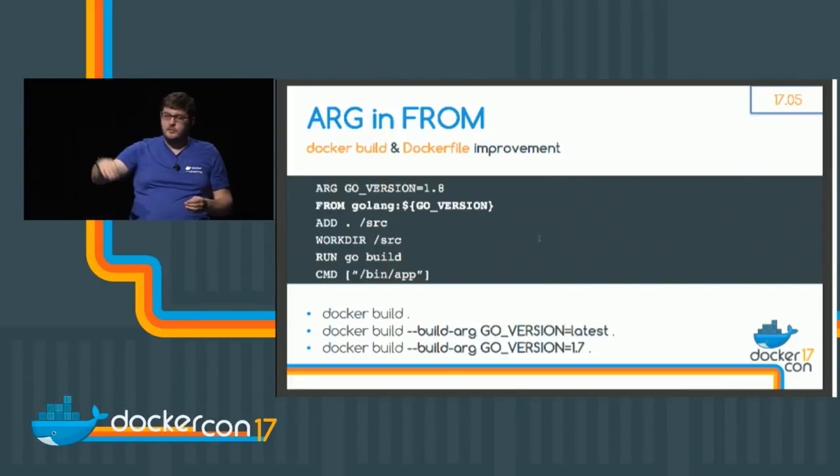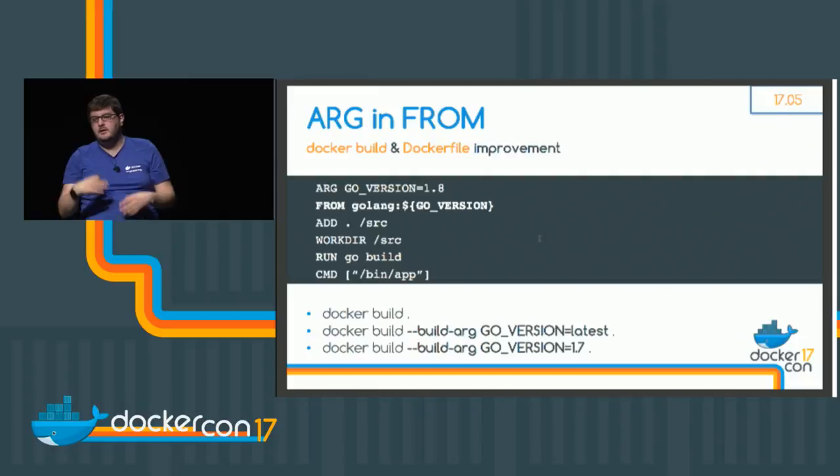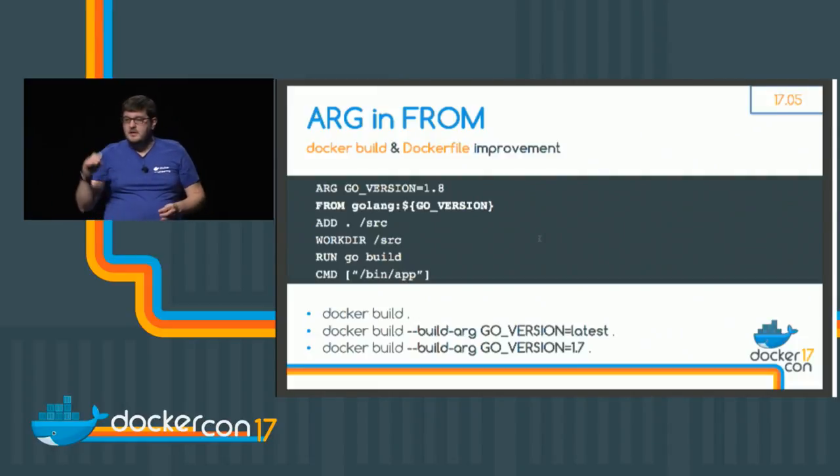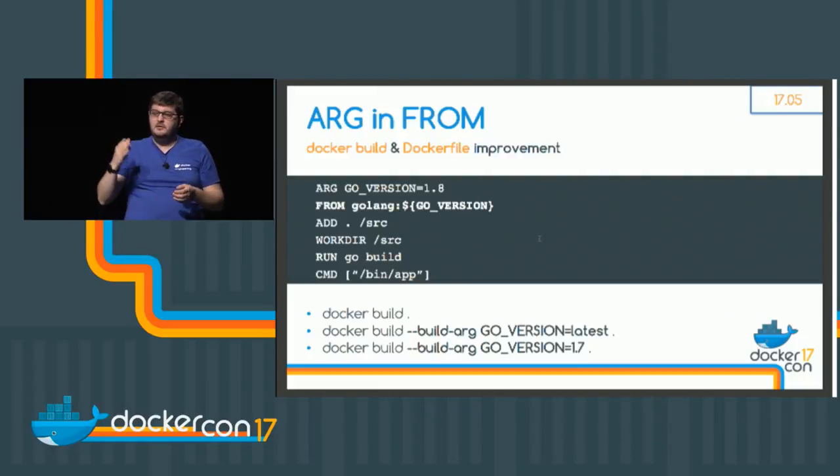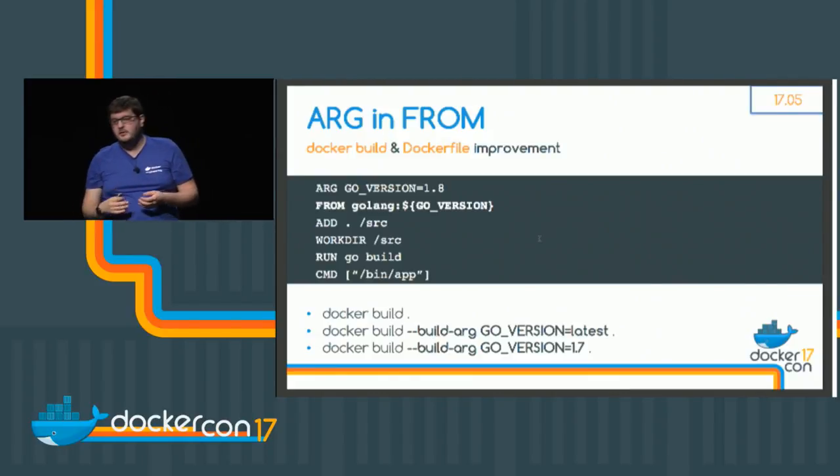The rest of the Dockerfile is a typical Golang Dockerfile. And so here, if I do a docker build, it's going to use a golang:1.8 image. So it's going to use Golang 1.8 to build my application.